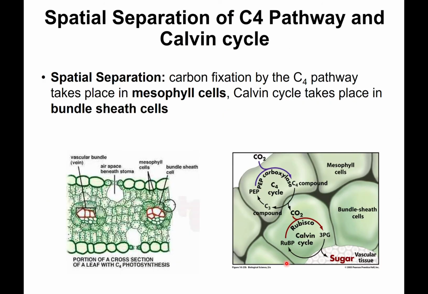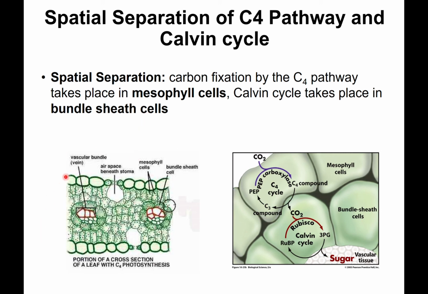Now, depending on how the plants do it, or basically the location of these two cycles, the C4 cycle is the one we just mentioned, and the C3 cycle is the Calvin cycle. This can be performed within the same cell or in different cells. So some plants do perform this cycle in two different cell types.